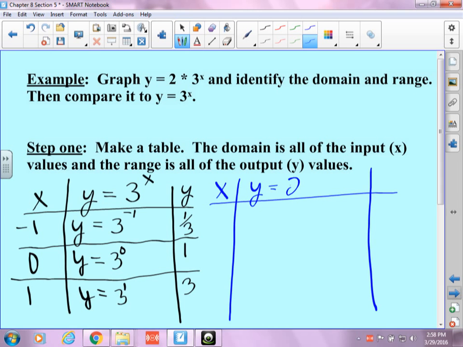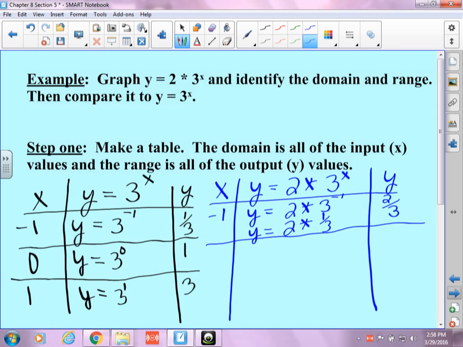Y equals 2 times 3 to the x. I'm going to plug in the same values, so -1. You're going to notice that there is more work involved in this because it's a 2-step equation. I get 2 times 1/3. 2 times 1/3 is 2/3. Again, you shouldn't need your calculator for that. You should be able to do it without.